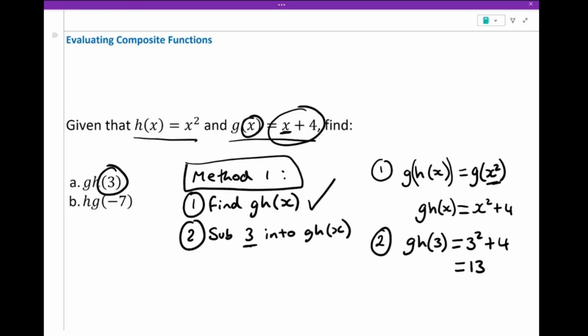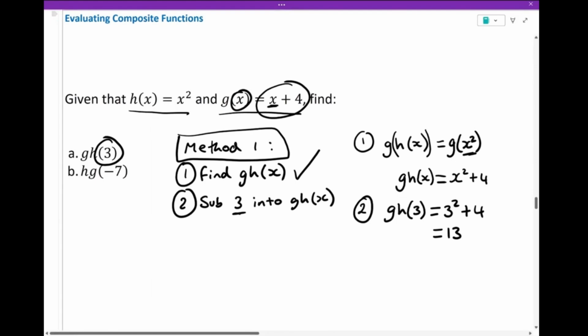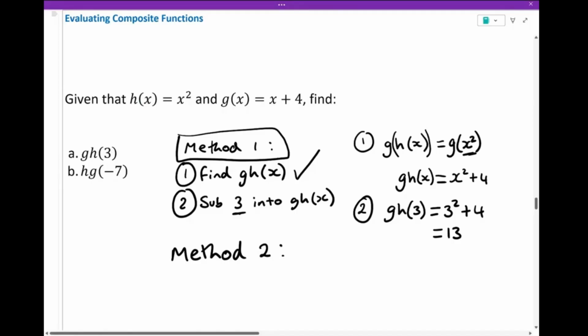Now we're going to consider an alternative method. Okay, so I'll call this method 2. And method 2 is in most circumstances a bit quicker. So what we're going to do in method 2 is we are going to rewrite the gh of 3 as g and then open brackets h of 3. So the idea is we need to substitute h of 3 into g of x.